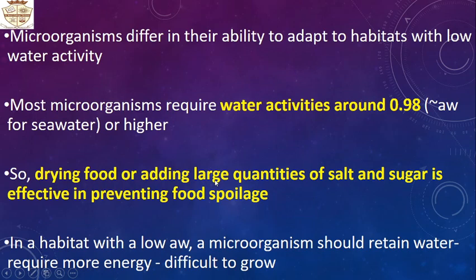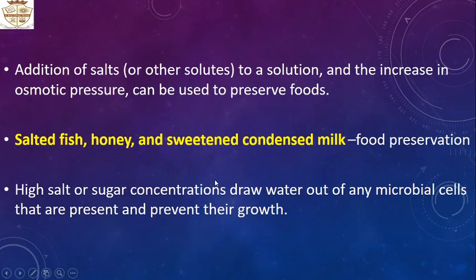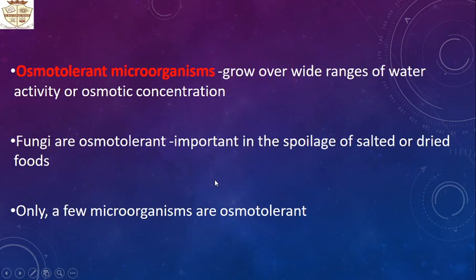So growth is difficult. Hence, microorganisms usually do not grow in environments with high amounts of salt, sugar, or where water is not present. So addition of salts increases the osmotic pressure, thus can be used to preserve foods. Salted fish, honey, sweetened condensed milk are some examples of food preservation. Again, high salt or sugar concentrations draw water out of microbial cells and prevent their growth. I hope the concept is clear.